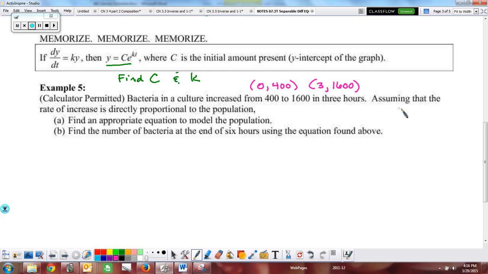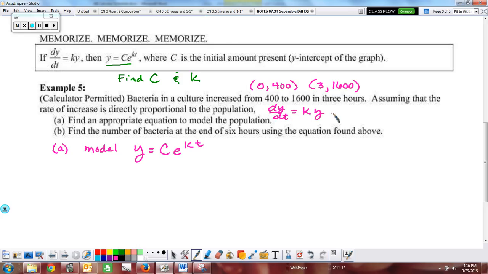Then they tell you we're going to assume that the rate of increase is directly proportional to the population. So as soon as we see that, we know, hey, exponential growth or decay, I know that the model I am going to use is y equals c e to the kt. Do I need to separate and show, do I need to start here and go, hey, dy dt equals ky? Do I need to show that? Not really.